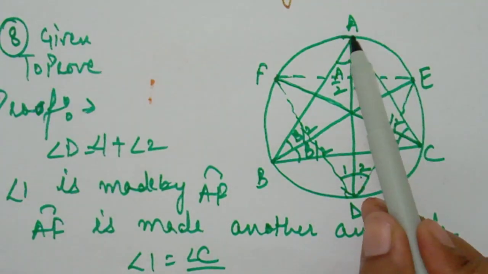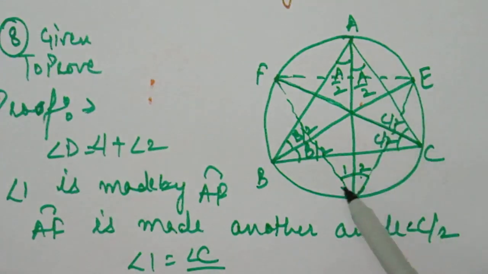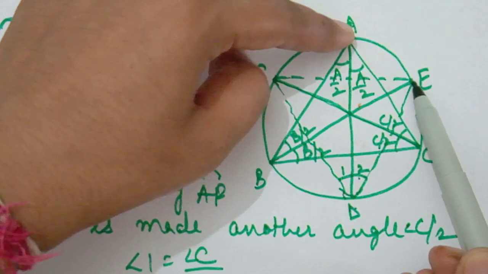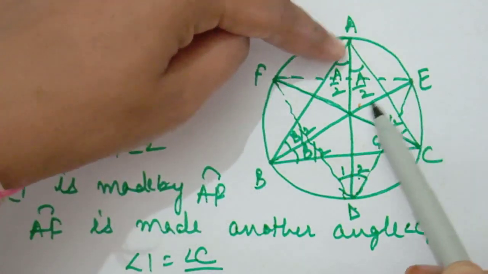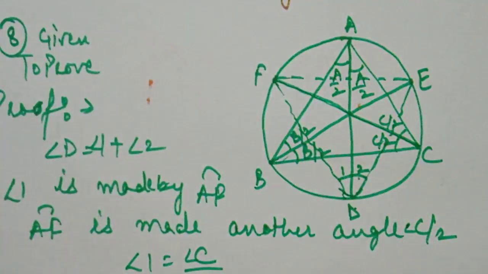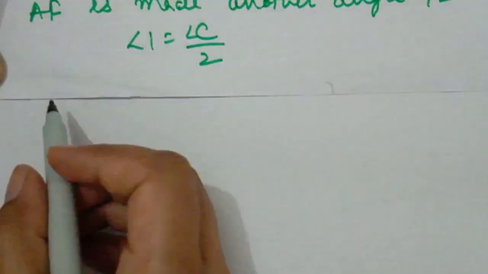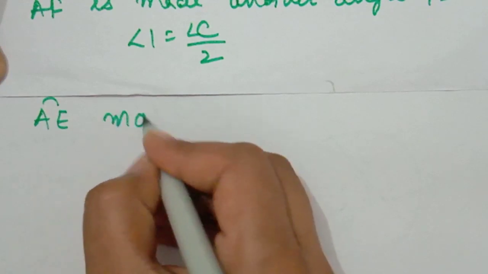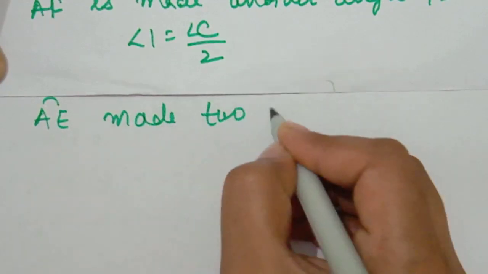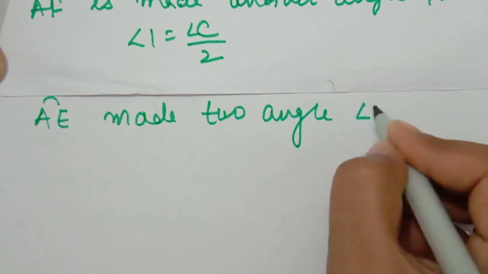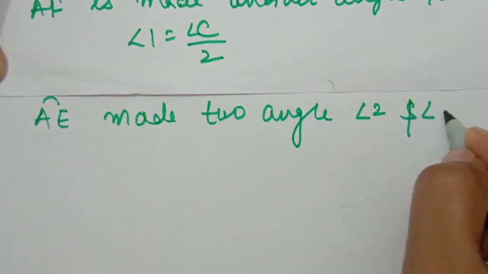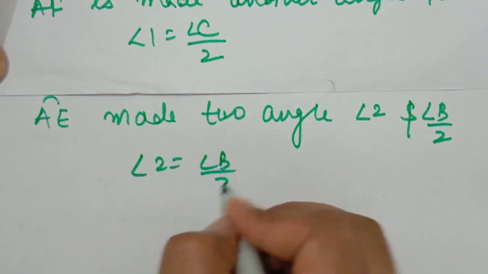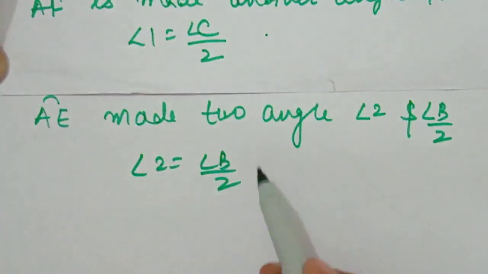Now we have to find angle 2 with the same method. Angle 2 is made by arc AE. Arc AE makes another angle which is this B by 2. We will write: arc AE made two angles, angle 2 and angle B by 2. So definitely they are equal to each other, made by the same arc. This is equation number 1, and this is equation number 2.